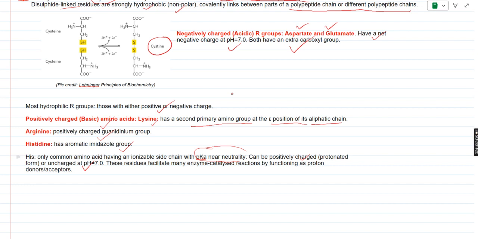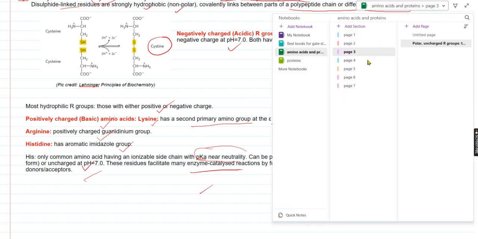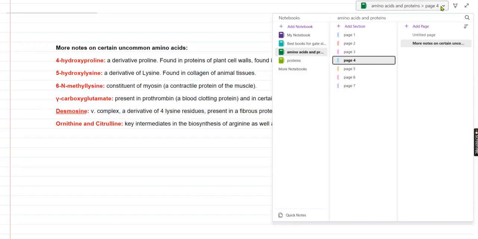So why I am stressing this particular fact is that histidine is one of the important amino acids that plays a crucial role in various enzyme-catalyzed reactions by functioning as a proton donor or acceptor. So I will be talking about a few important enzymes from a GATE perspective, and I would definitely be mentioning the role of the histidine residue in almost all of them. Okay, so that is why histidine is considered to be a very important amino acid, and these facts have to be at your fingertips.